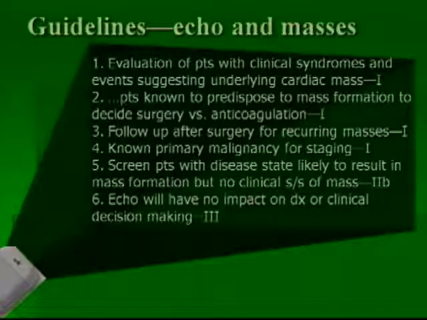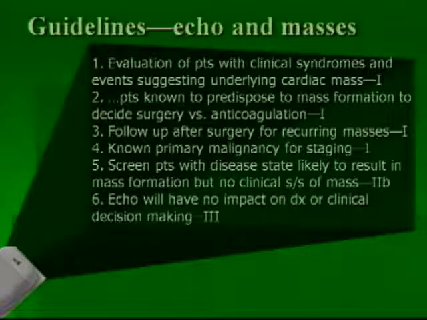Well, what do the guidelines say about echocardiography and masses? Well, number one, it is appropriate, in fact a class 1 indication, to evaluate patients with echocardiography who have clinical syndromes and events that suggest an underlying cardiac mass. It's often hard to figure out what these would be, but nonetheless, if it looks like the patient has a cardiac mass, it's appropriate to do an echocardiogram.